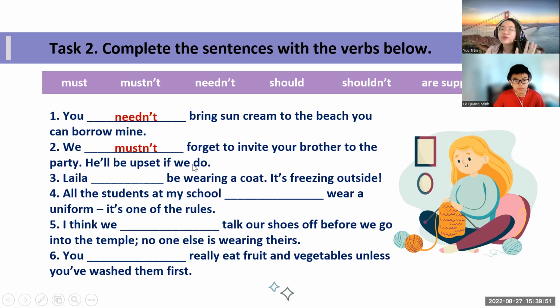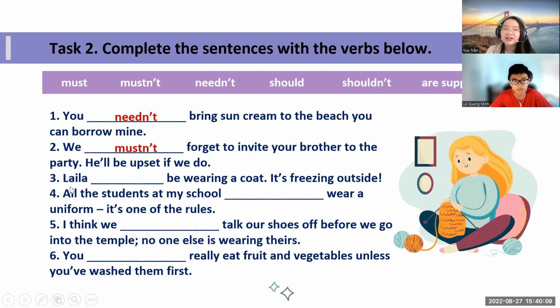Okay, so if you use shouldn't here, the impact is not as great as the word mustn't, right? Cái mức ảnh hưởng nó không có to giống như cái từ mustn't ấy, cho nên thêm cái từ shouldn't vào đó thì cái câu nó còn hơi nhẹ, còn hơi nhẹ đô.